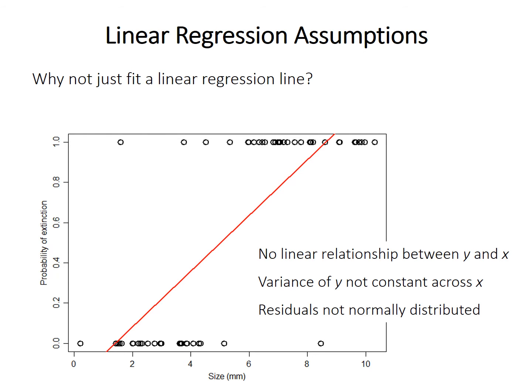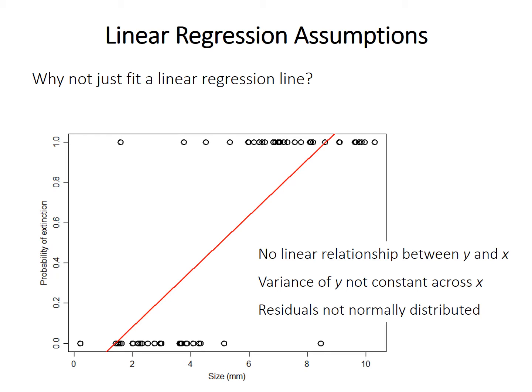So first of all, the relationship of the actual data is not linear. I mean, I put a linear line through it, but that's not the relationship that you see from the points. More importantly, the variance of the y values is not constant for all x. It's going to be sort of greater variance in the middle where you have a lot of data at both 0 and 1, but as you get close to large sizes, the variance is quite small because there's very little data at the 0 line.